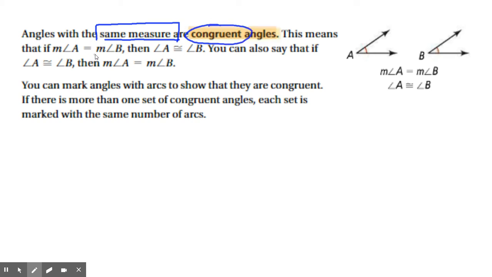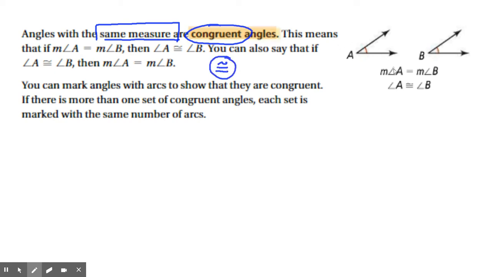If you're talking about the measurements, the actual degree numbers, we would say the measure of angle A equals the measure of angle B. But if we're talking about the angles themselves, the objects, then we would say angle A is congruent to angle B. Again, a refresher on that congruent symbol: it's just an equal sign with a squiggle on top.